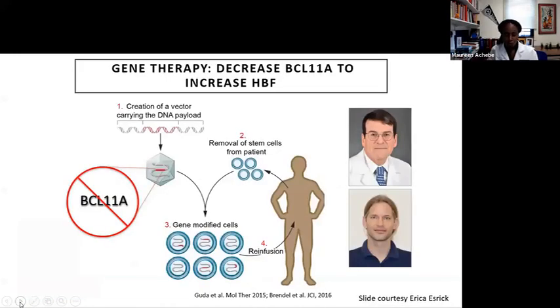For our program, what made it possible for it to progress was when David Williams and colleagues were able to identify BCL11A and also able to produce a lentiviral vector that could carry BCL11A into stem cells from the patient and reinfuse them. So this is our whole program in a nutshell.